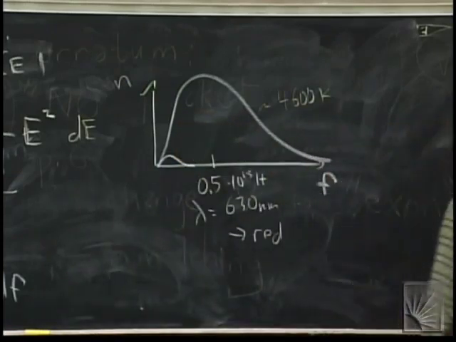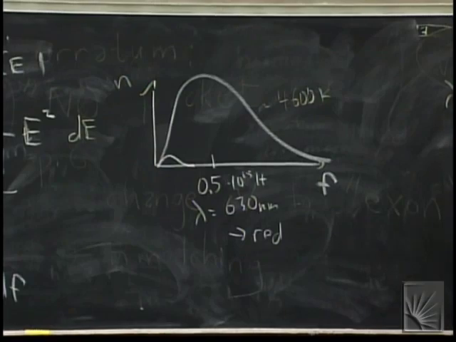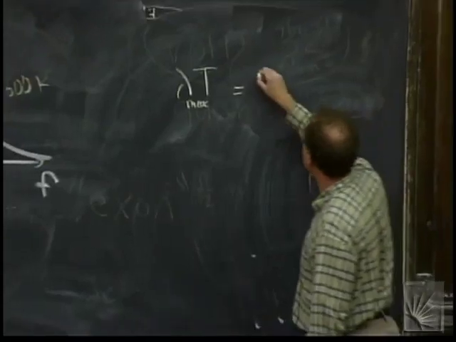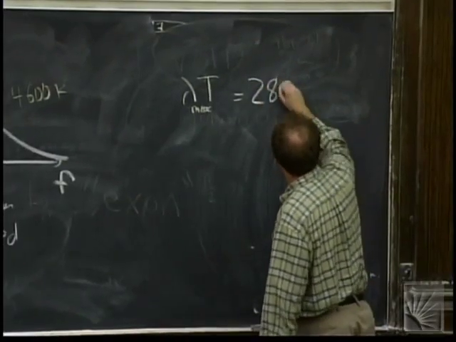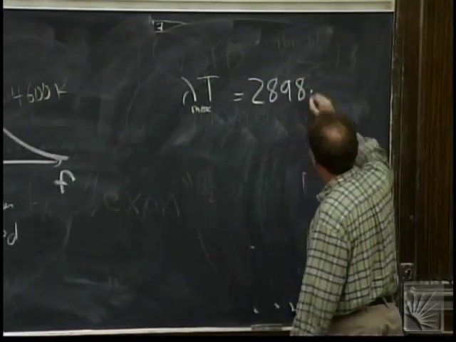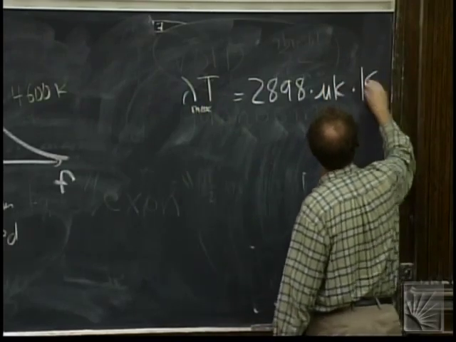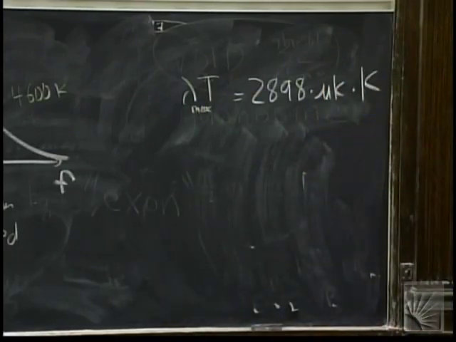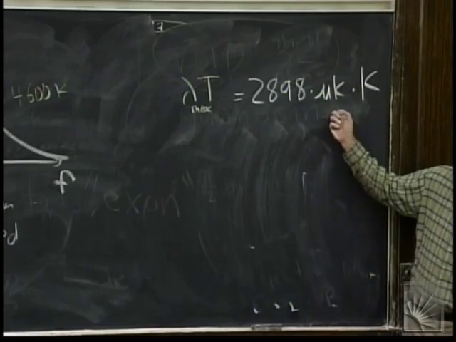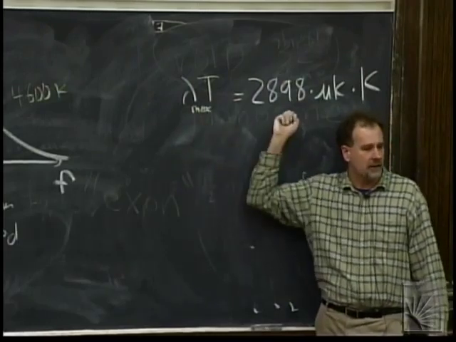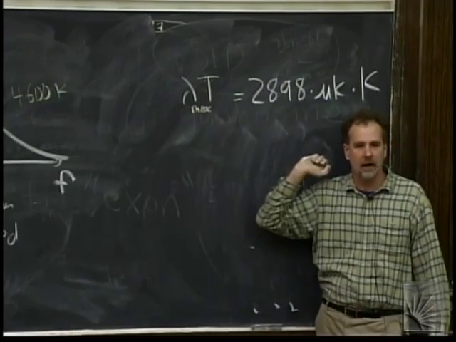It turns out that when you do that, this is what happens. Lambda max times T is a constant. And this is worth knowing. It's 2898 microns Kelvin. Clearly you don't want to, well, you might memorize that. I always wanted to memorize that, but I always forget it. But you should memorize, I think, the fact that lambda times T is a constant. This is an important thing to know.